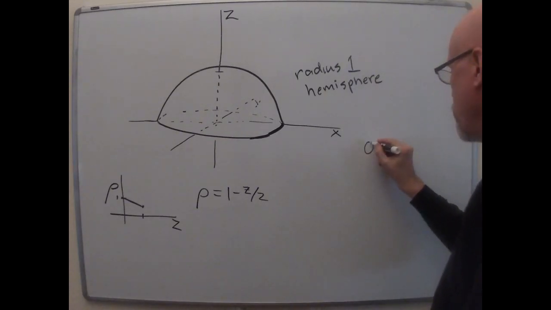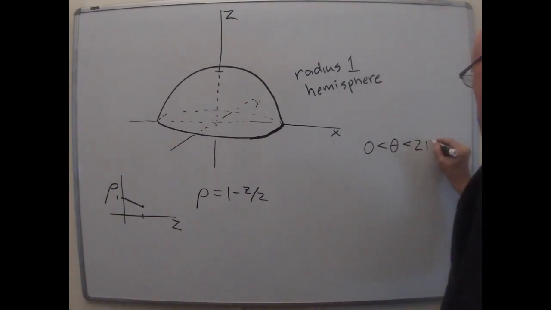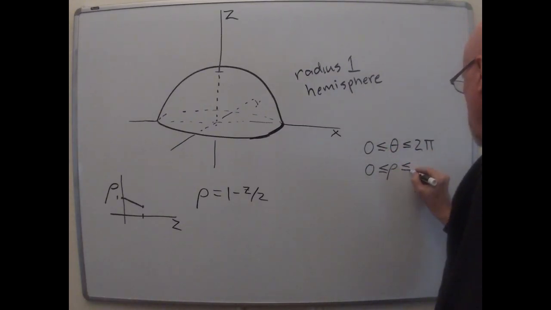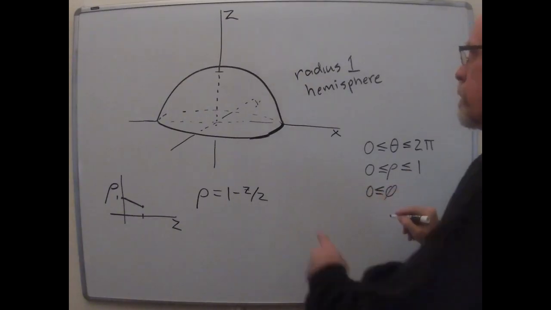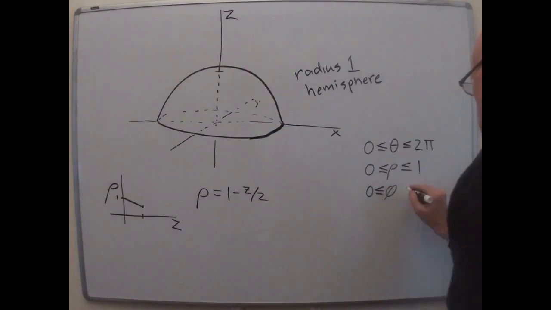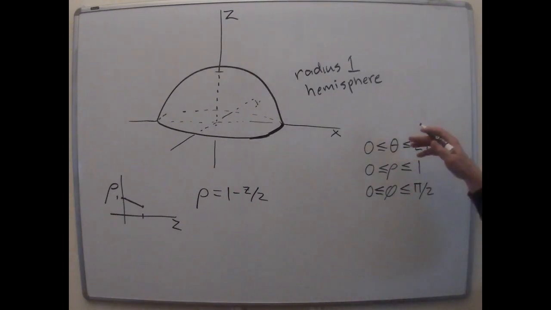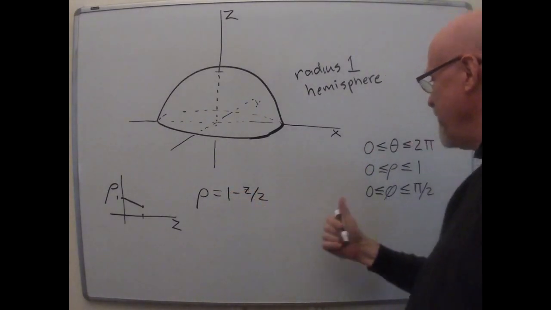We said 0 to 2 pi for theta. For rho, it's from 0 out to 1. And for phi, it's 0 at the North Pole down to 90 degrees, or pi over 2. Since they're all constant limits, we can do the order of integration any way we like, which is nice. What else are we going to need? Well, I need to know what z is in these coordinates.